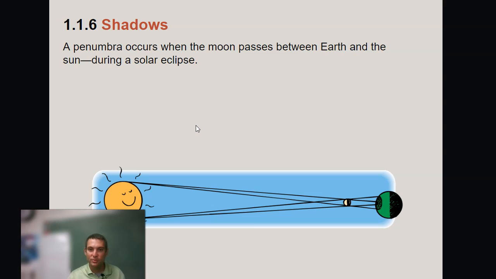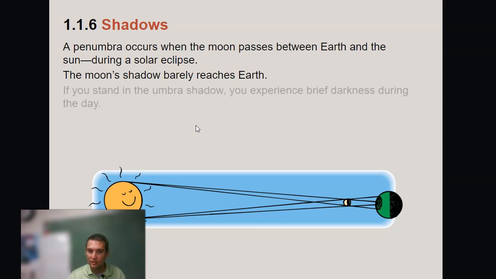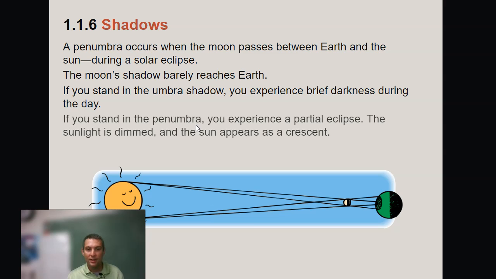A penumbra occurs when the moon passes between Earth and the sun during a solar eclipse. The moon's shadow barely reaches Earth. If you stand in the umbra shadow, you experience brief darkness during the day. If you stand in the penumbra, you experience a partial eclipse. The sunlight is dimmed and the sun appears as a crescent. Find out when the next total solar eclipse is happening and do what you can to get in that umbra, get in the full shadow. It's an experience you'll never forget.